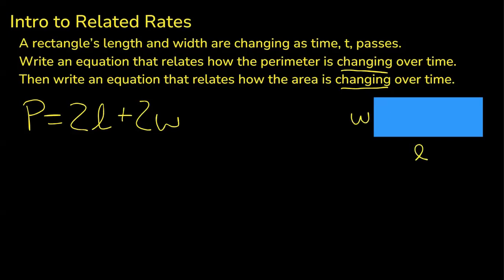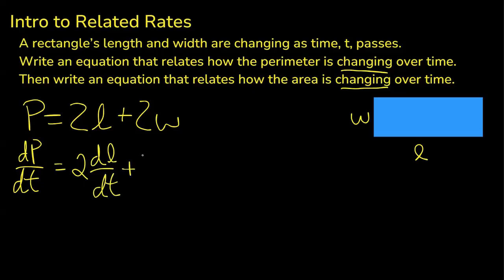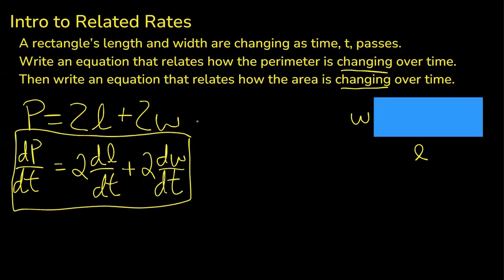If we want to know how the perimeter is changing over time, we would have to take the derivative with respect to t. The derivative of 2L with respect to t would just be 2 dL dt, and 2W would be 2 dW dt. And that's it. They didn't tell us any other values to plug in, so it just wants the equation there.